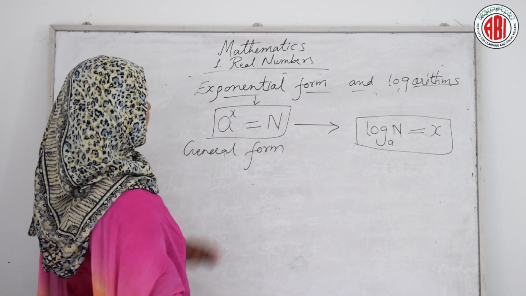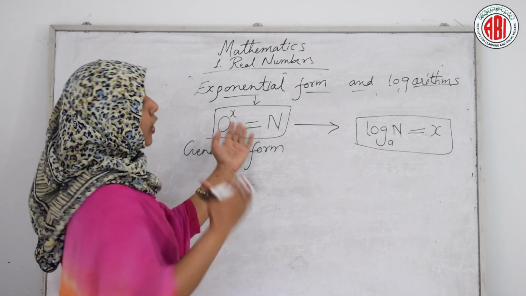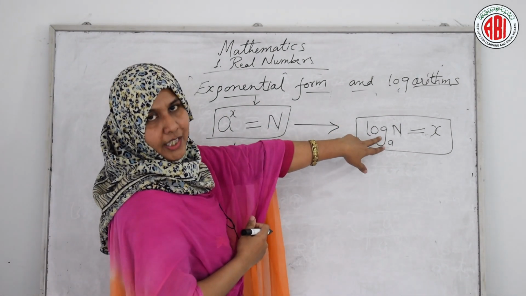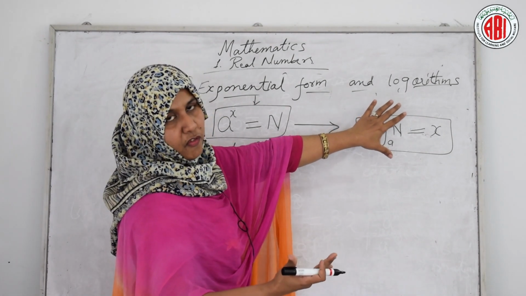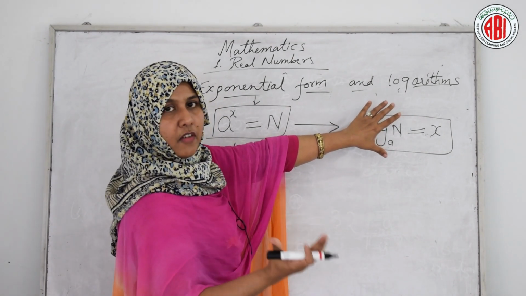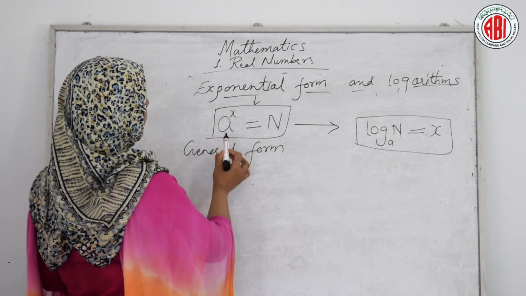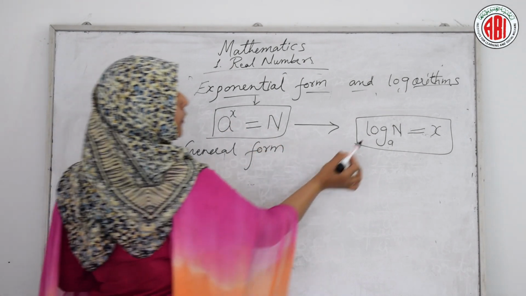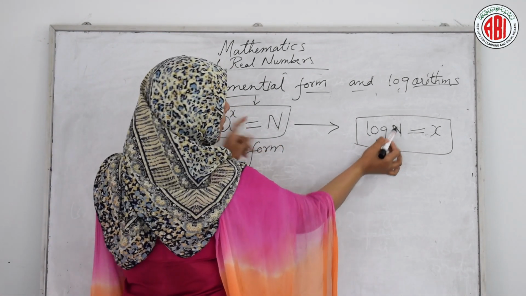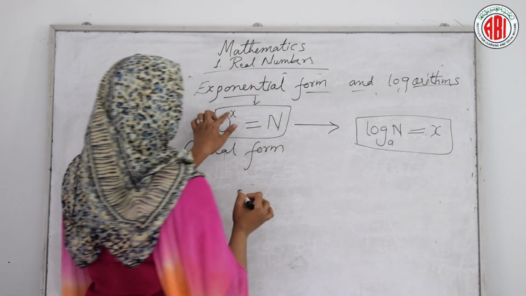You will be having questions like this. In the questions, it will be given to you in exponential form, and you have to convert them into the logarithm form. Sometimes you will get the question given in the logarithm form, and you have to convert it into the exponential form. Understood now? That is a to the power x, base exponent, answer. Log that answer base a equals the exponent, that is the power, this power value.